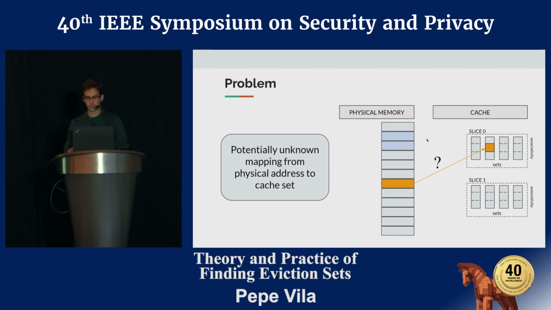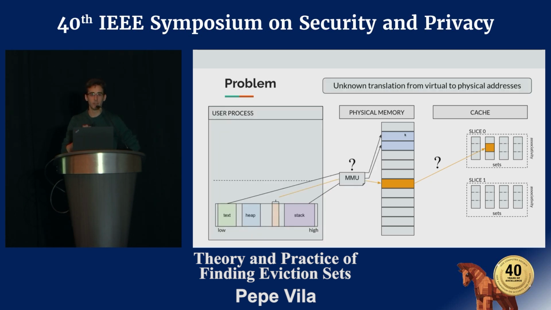So the question now is, why is this a challenging problem? Well, it turns out that in some cases, the attacker may not know the mapping from physical addresses into cache sets. Or even if this mapping is known, since the attacker usually runs from user space, he doesn't know the translation from virtual addresses into physical addresses, and therefore doesn't know the mapping from virtual addresses into cache sets.